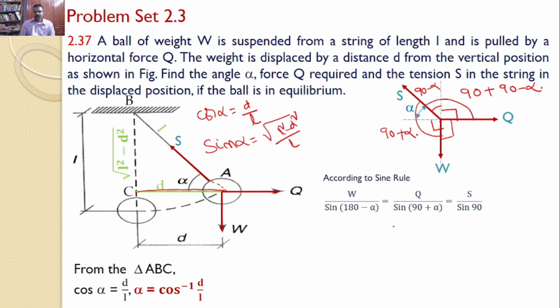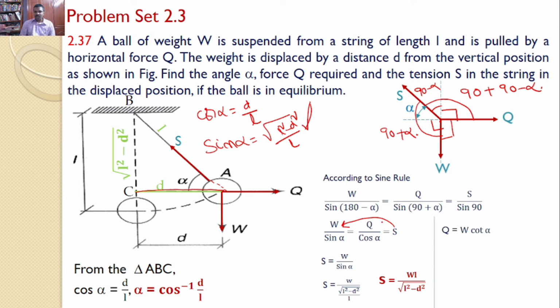Now, we can take any two expressions in order to solve the remaining problem. Let us simplify this. W by sine 180 minus alpha is W by sine alpha. Q divided by sine 90 plus alpha is nothing but Q by cos alpha, and sine 90 is equal to 1. Hence I can write this as W by sine alpha is equal to Q by cos alpha is equal to S. Now, by taking these two expressions, I can write S is equal to W by sine alpha, but from this right angle triangle ABC, sine alpha is equal to root of L square minus d square by L. Upon substituting, I will get S is equal to W by root of L square minus d square by L, or S is equal to WL by root of L square minus d square.